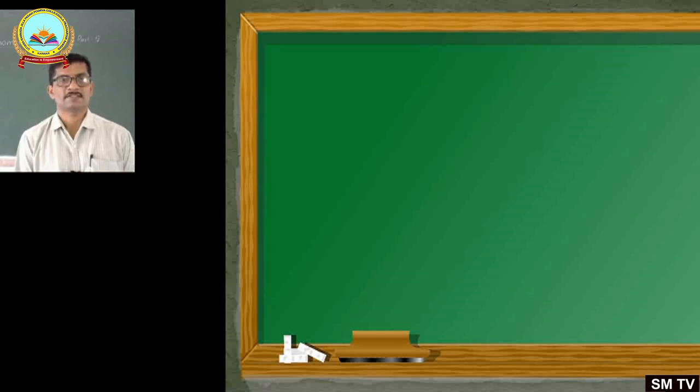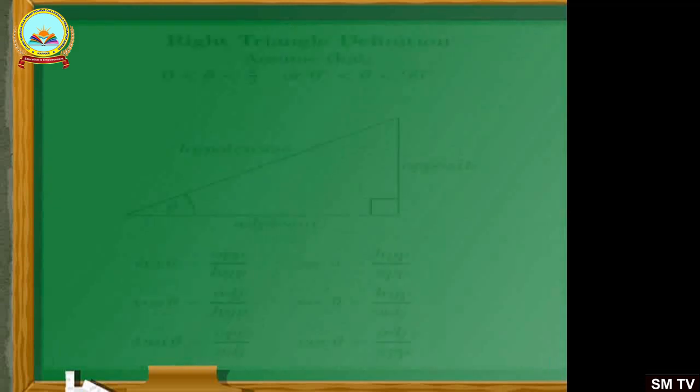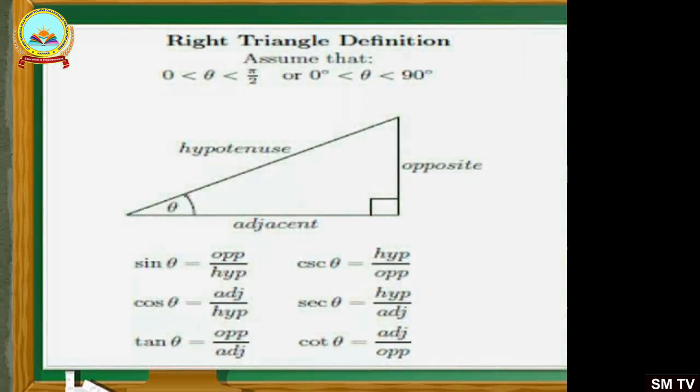We collect some important basic concepts. One by one, we read. The first one is the definition of trigonometric ratios using right angle triangles. If theta is an acute angle, theta belongs to the interval 0 to pi by 2.